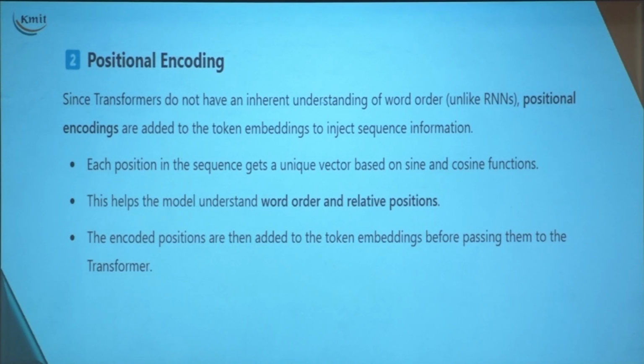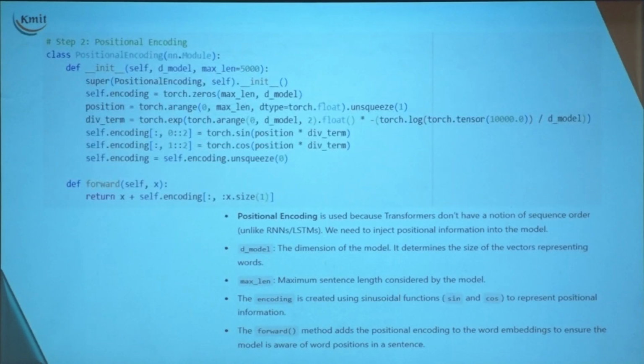So that is the reason we go for the second step, which is positional encodings. So please read this. Since transformers do not have an inherent understanding of word order, we consider positional encodings. Okay. Now try to understand this code.